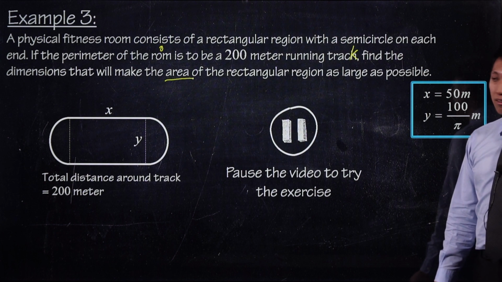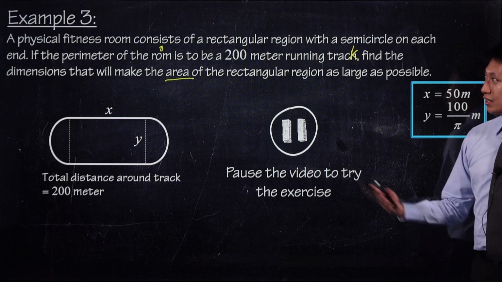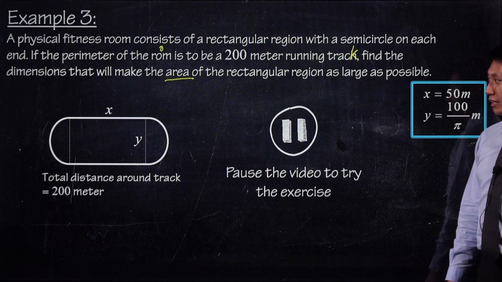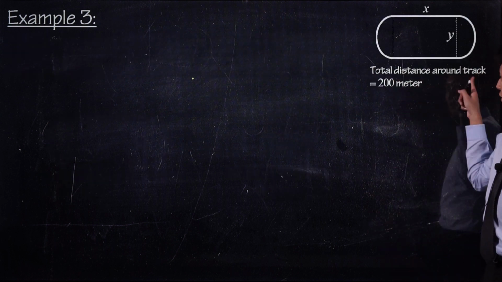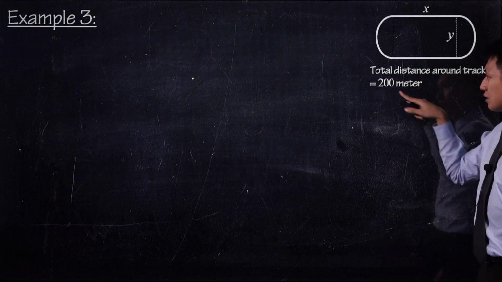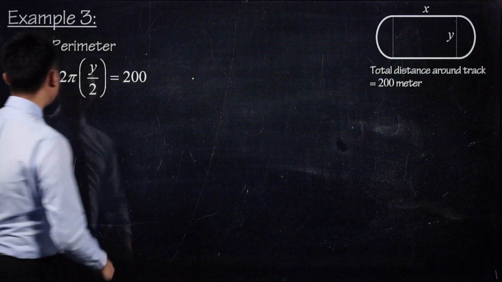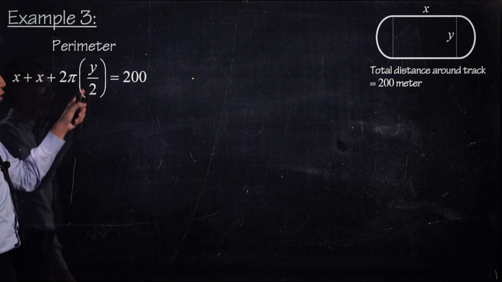Try this now. I think we have done like 2 questions already. So this one you can try it. If you really cannot, then we move on to the next. Okay, so now the total walk around distance is 200 meter. Then the perimeter here is this one, x plus 2 pi y over 2.